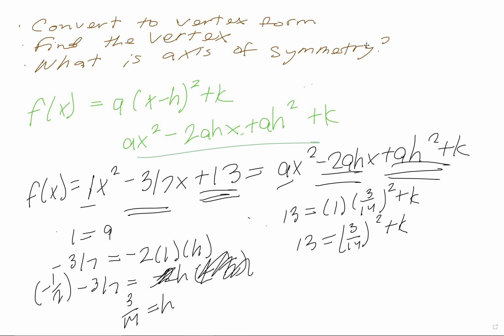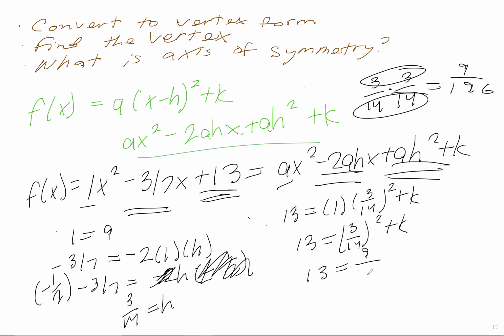3/14 squared is the same as saying this. So you're multiplying across: 9/14? Well, you're multiplying across. Oh, you're not adding. If you're adding, the denominator stays the same. 196. Okay. That's a terrible number, bro. 13 is equal to 9/196 plus k.